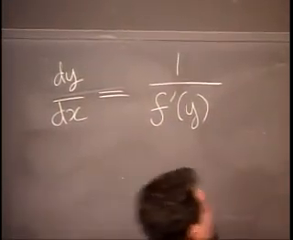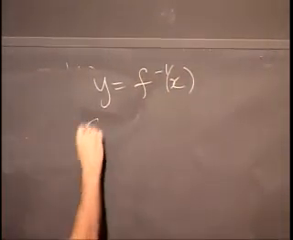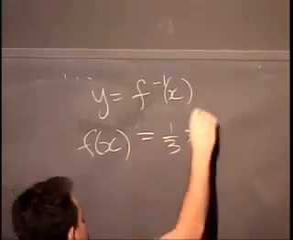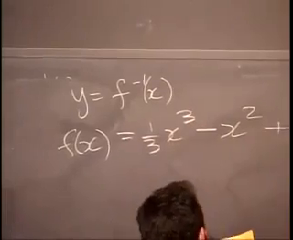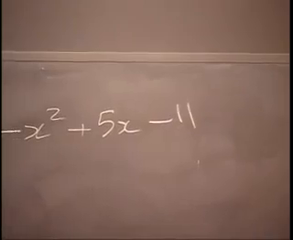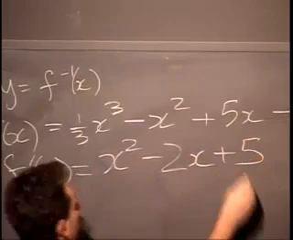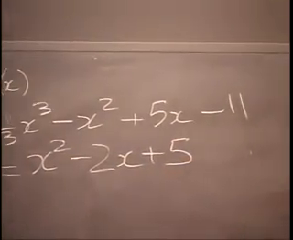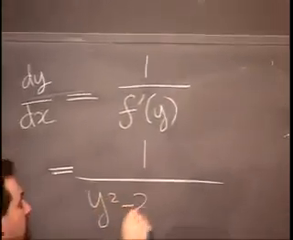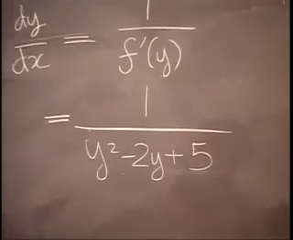Now what is y? y is f inverse of x. But I have to remind myself what f is because I can't see all the way over there. So for the third time, I'm going to write out this silly old function, minus 11. Well, we're going to need f prime. Again, it's the same as what we had before. So according to that derivative formula, it's 1 over y squared minus 2y plus 5. The problem is, we don't know what y is, right?